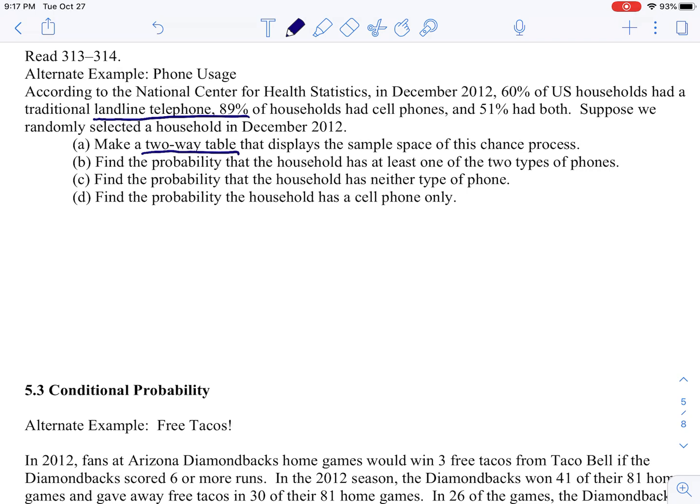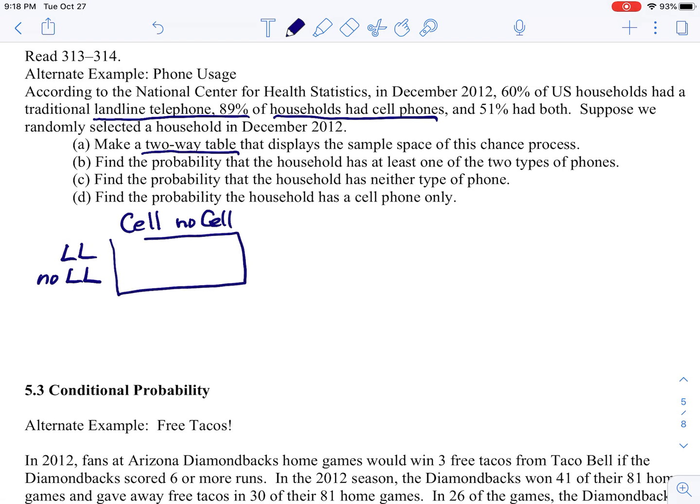One of the variables is whether or not people have a landline phone or no landline phone. The other categorical variable is having cell phones or not. So people either have a cell phone or no cell phone. It's just kind of yes or no for both. And our two-way table is just a 2x2, 4-cell table.